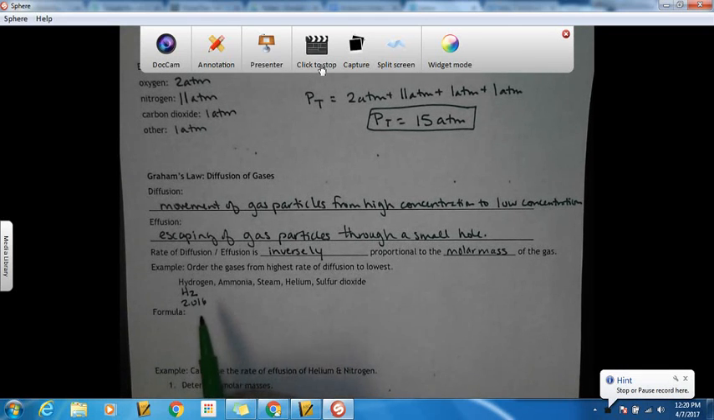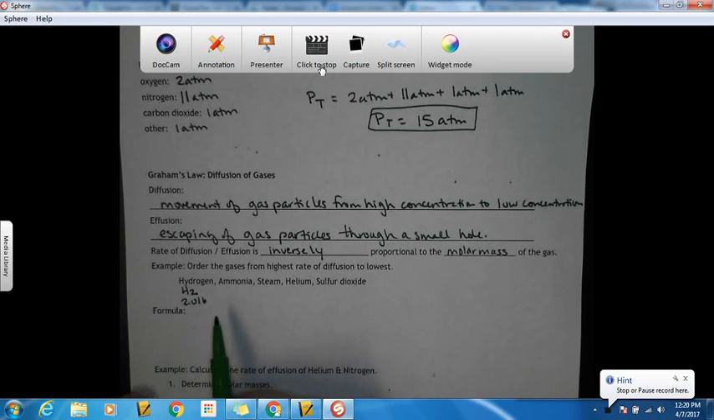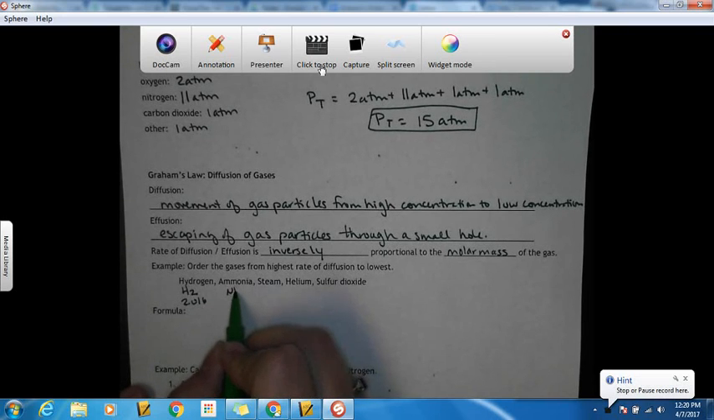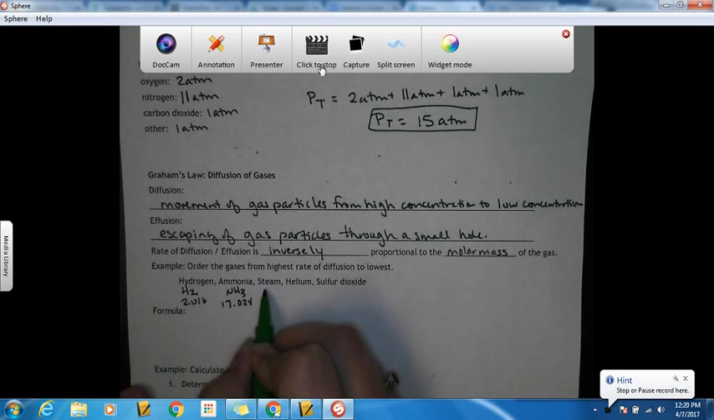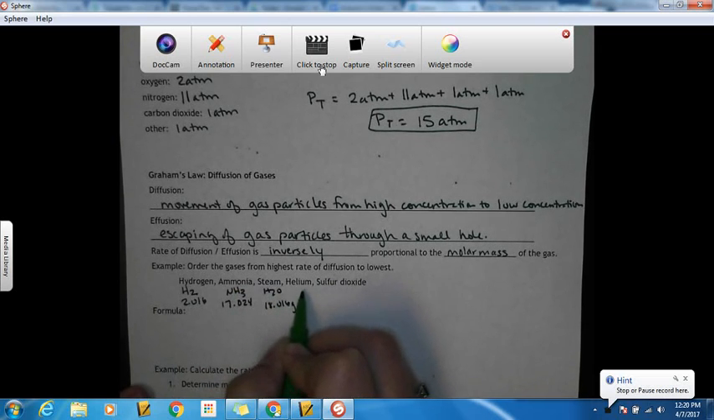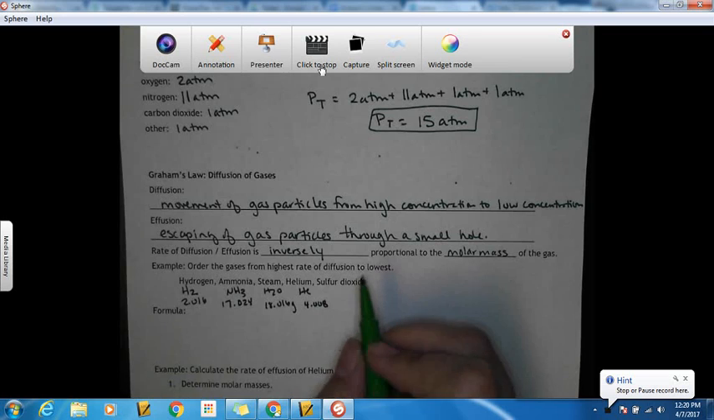Alright, so hydrogen has H2 and it has a mass of 2.016. Ammonia is NH3, which is 17.024. Steam, of course, is water. That's 18.016. Helium, right, that's 4.008. Of course, I'm getting all these from the periodic table we learned in the last unit.